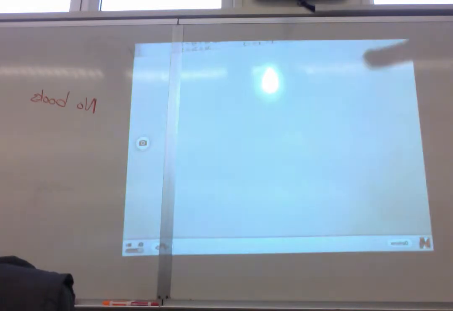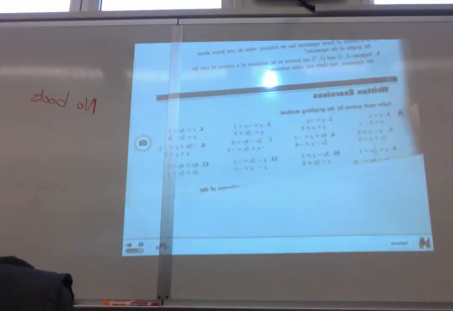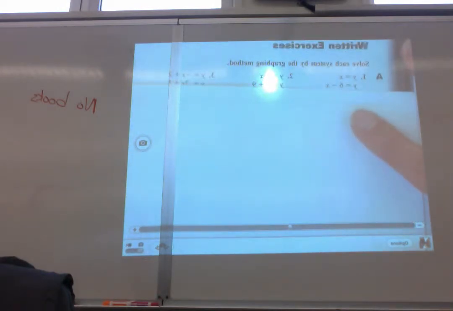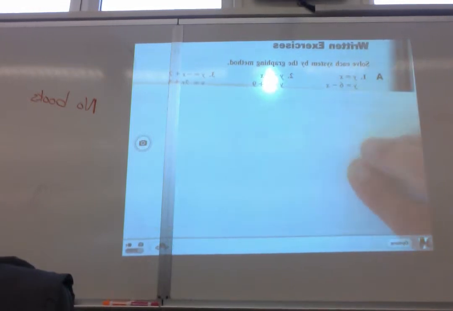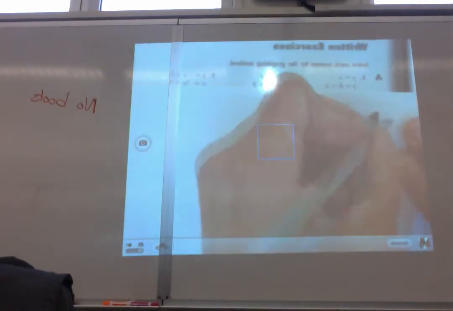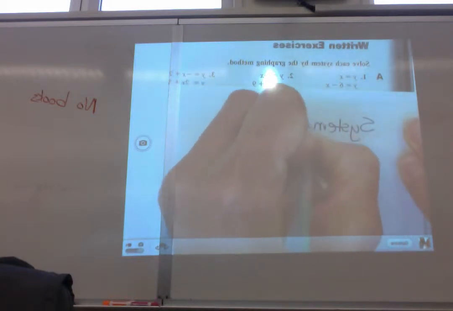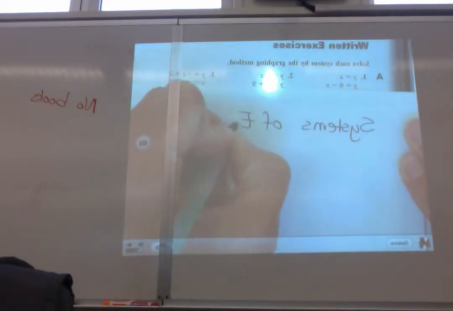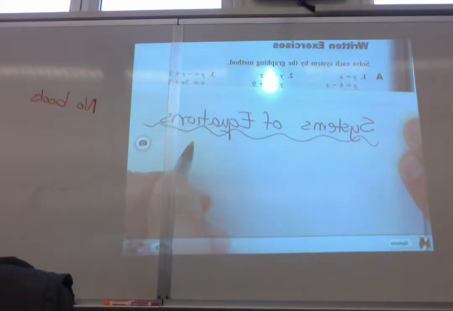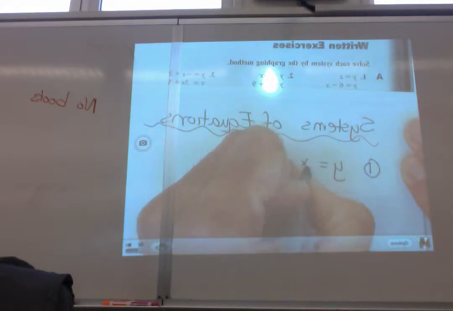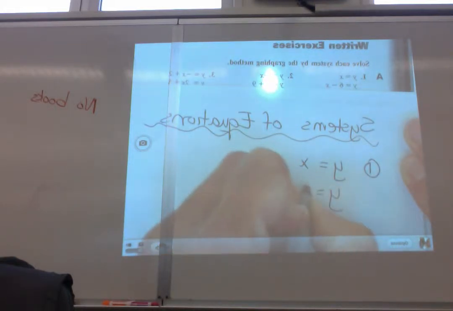That's where this paper comes in. Here's a bunch of examples. Take number 1 and write it on your separate paper. I'm going to call this systems of equations. Now, a system of equations is anytime you have more than one. For number 1, they give us two fairly small ones.